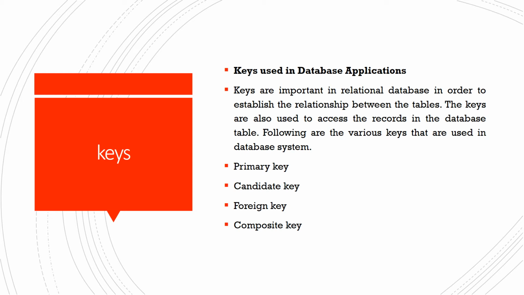When you want to create a table, you have to keep a key. The key means it should have a unique value. Keys are also used to access the records in database tables. The following are the keys we have: primary key, candidate key, foreign key, and composite key. All four types of keys we are now going to discuss with an example.